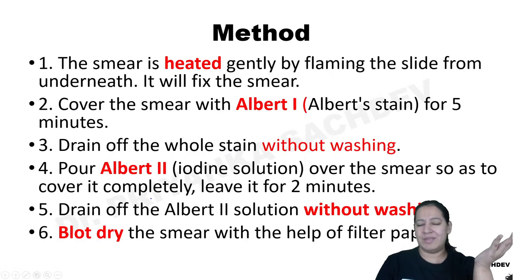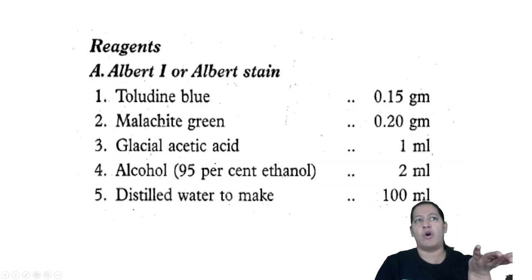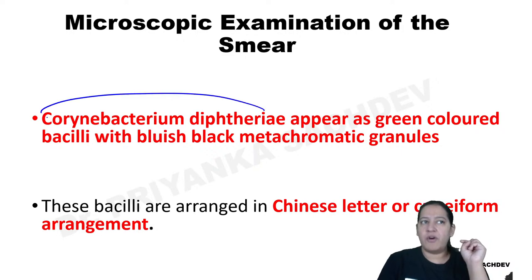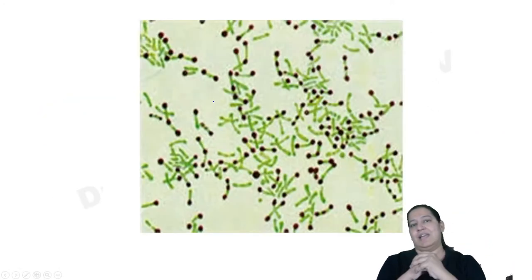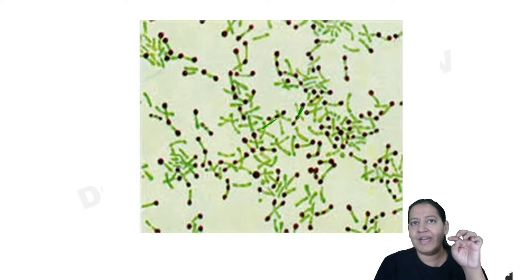So don't go into the steps, we use Albert one and Albert two. So पहले हम heat करेंगे, फिर Albert one, फिर Albert two, और फिर हम उसको wash करके देखेंगे. So Albert one, Albert two छोड़ो, you use it for Corynebacterium diphtheriae. See, this is the stain. So the bacteria look green color. The bacteria is like green color rods.